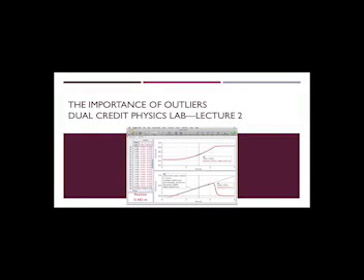Today's lesson is our second lecture in the dual credit physics lab, and we're talking about the importance of outliers. So you may remember that we discussed outliers in other science classes that I've had with you. We are actually revisiting some of those conversations, like the radioactivity and such.